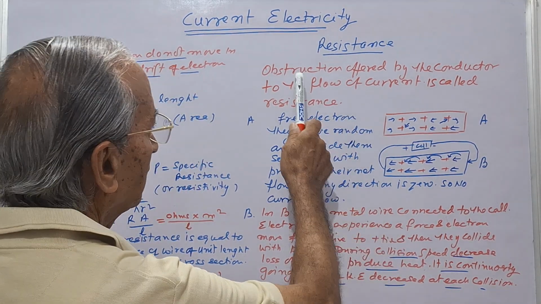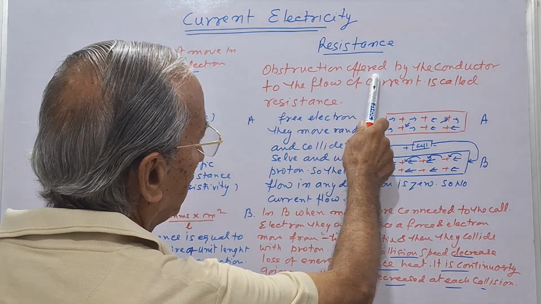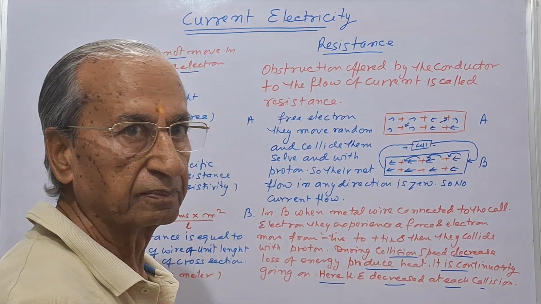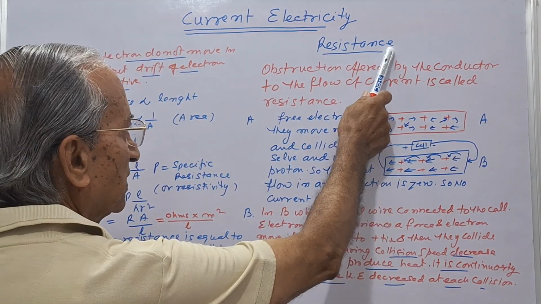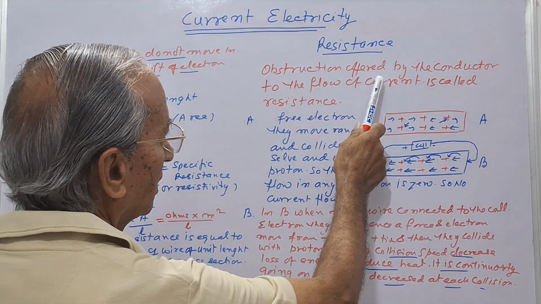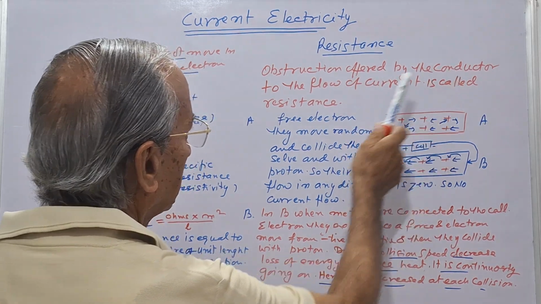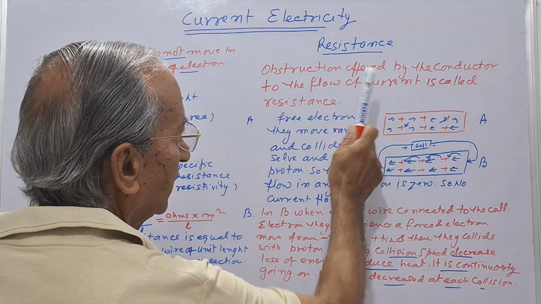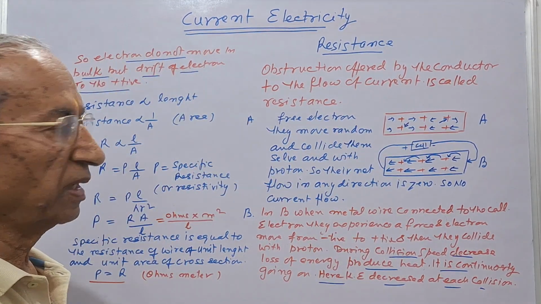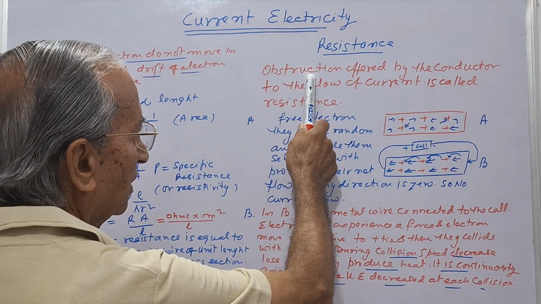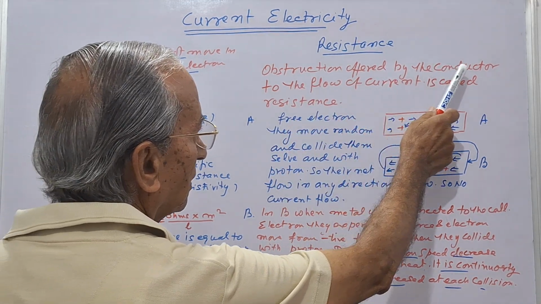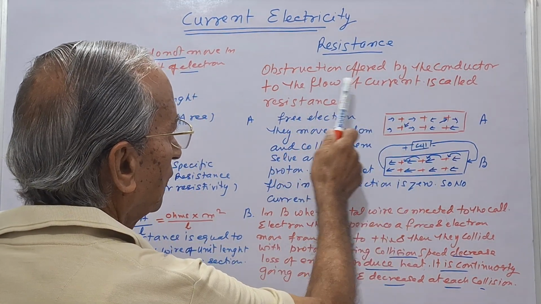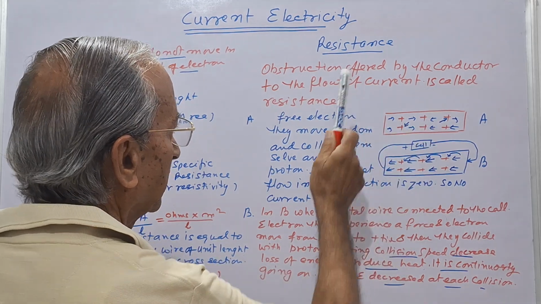Simply, we say that resistance is the obstruction offered by the conductor to the flow of the current. In a simple way, the obstruction offered by the conductor to the flow of the current is called the resistance.